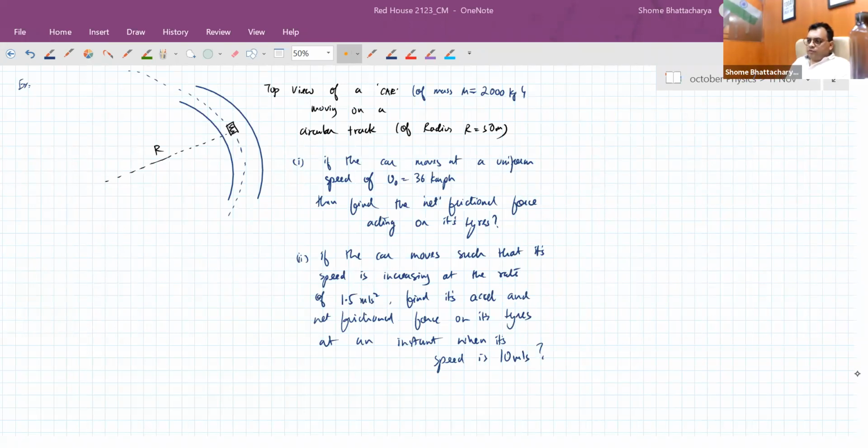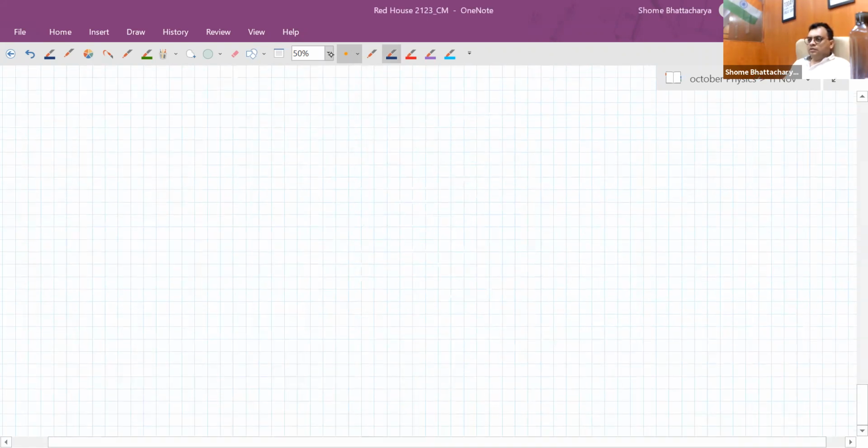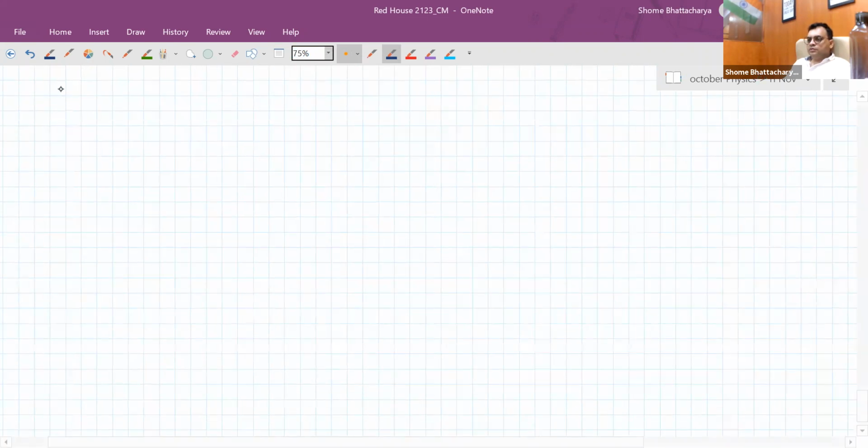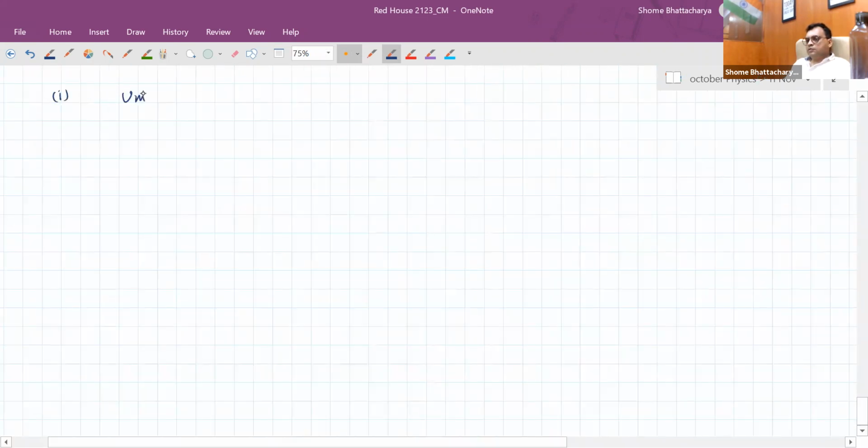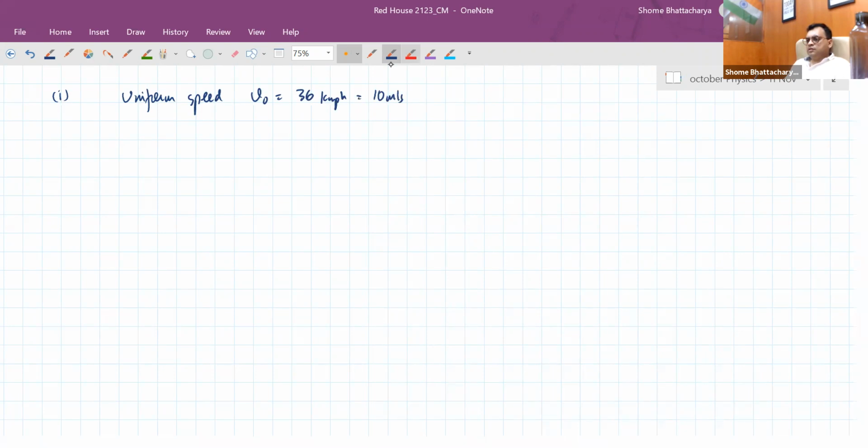Okay, so once again, what we can do is look at the FBD. So the first case, when it's going at a uniform speed of 10 meters per second. Yes, very good, that's correct.